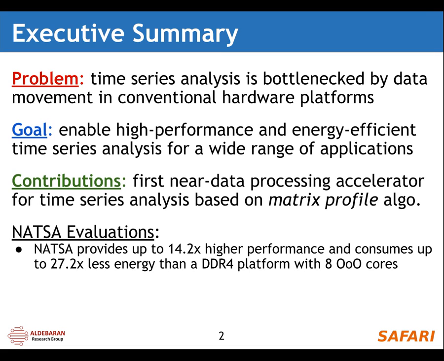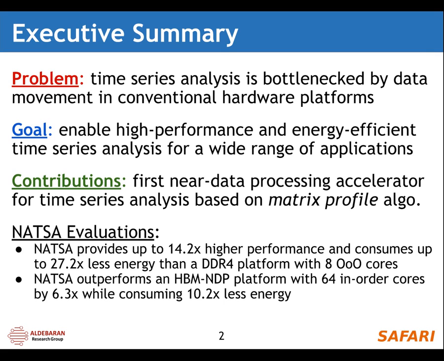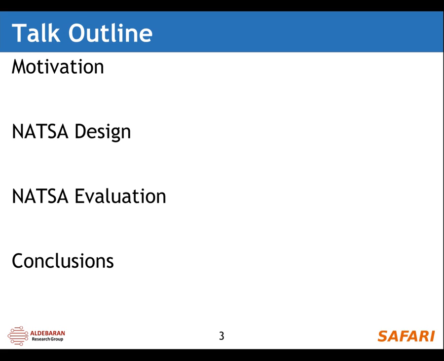NATSA provides up to 14.2 times higher performance and consumes up to 27.2 times less energy than a DDR4 platform with 8 out-of-order cores. NATSA outperforms an HBM NDP platform with 64 in-order cores by 6.3 times while consuming 10.2 times less energy. Here you can see the outline of the talk.